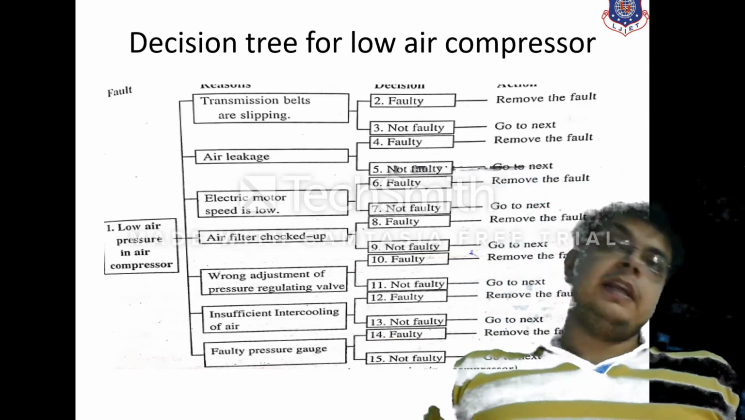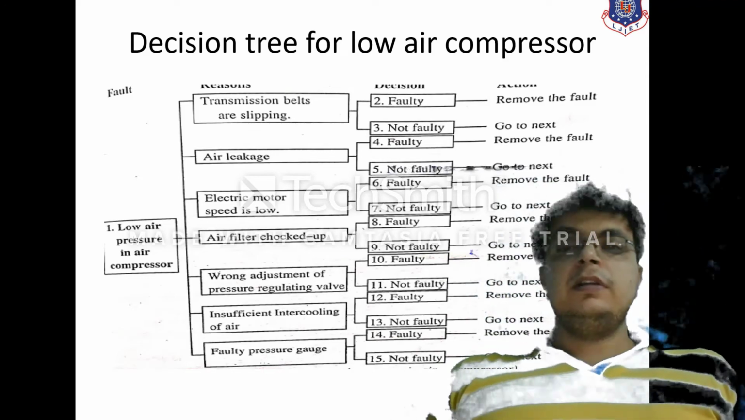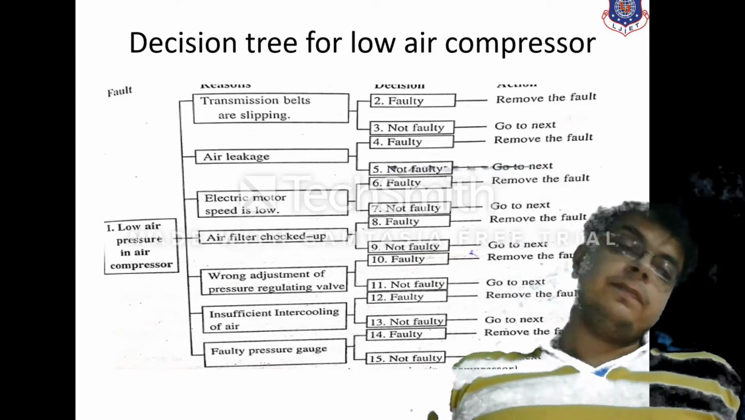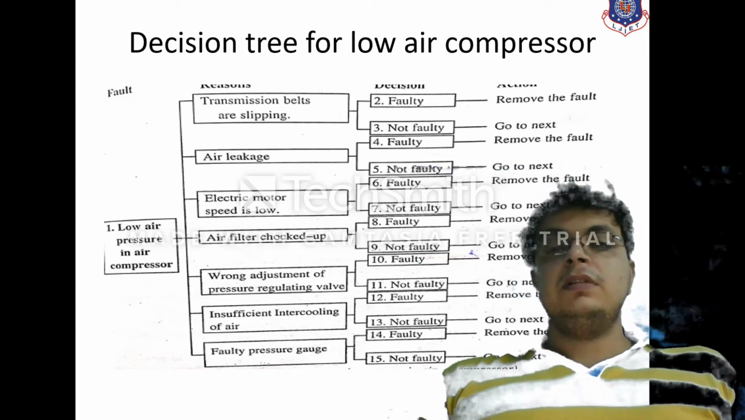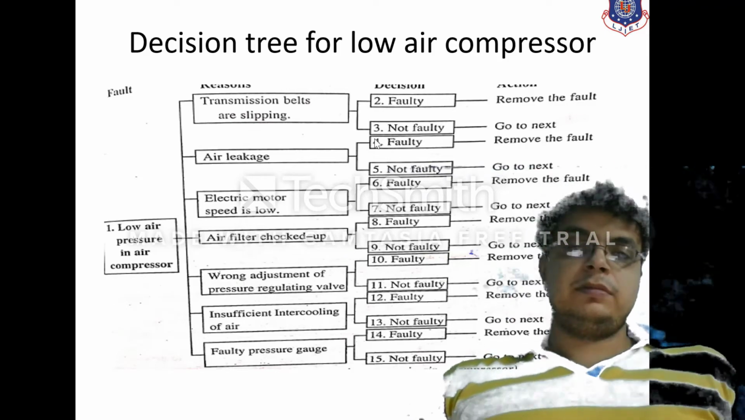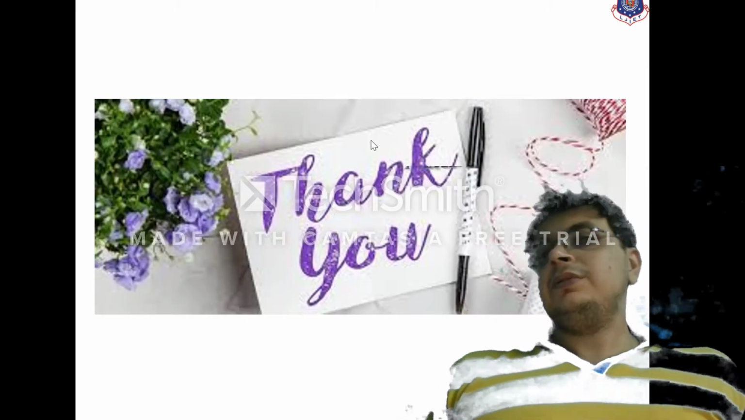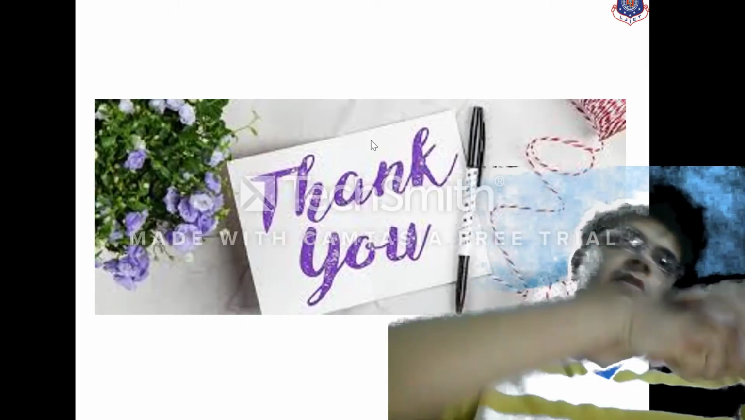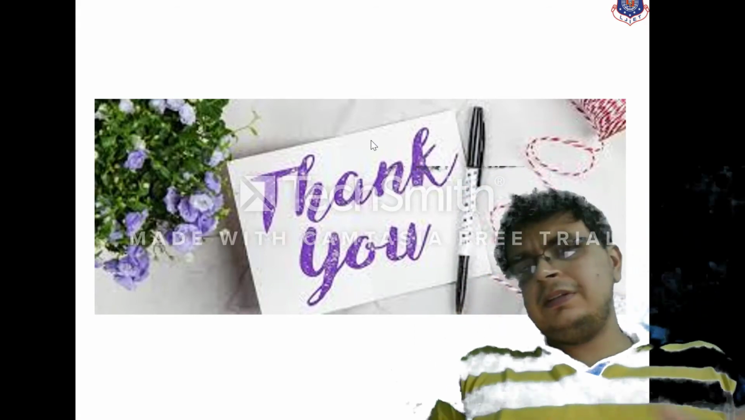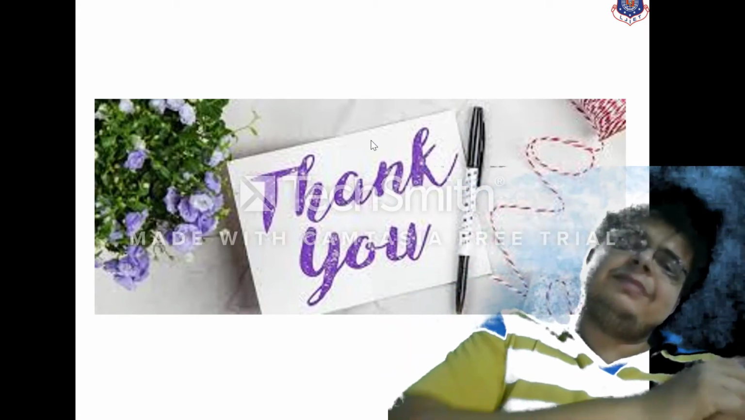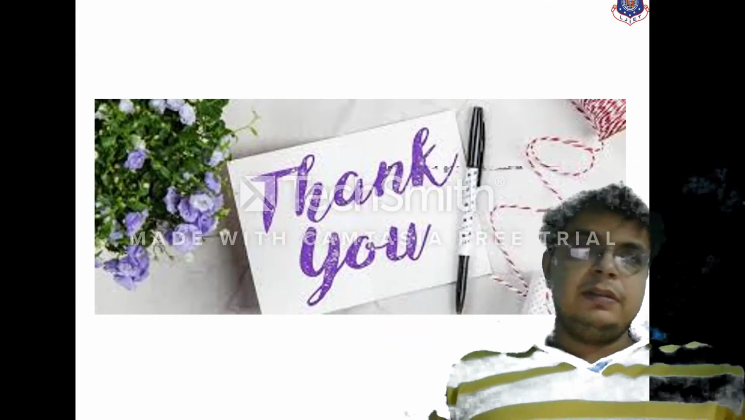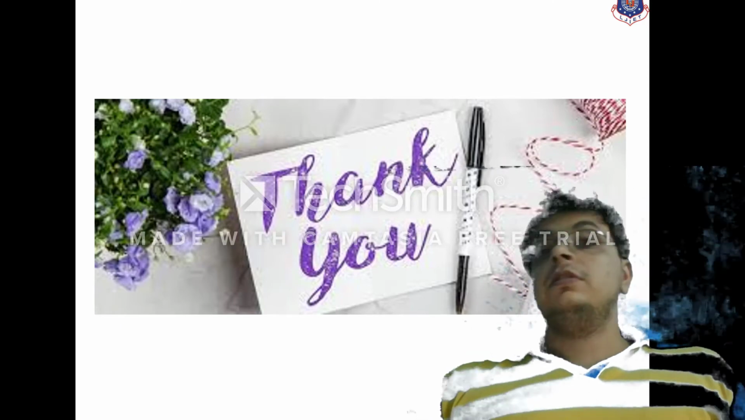In faulty, the action should be written as remove that fault. And if not faulty, then the action should be written as go to the next. Yes, we are in the online session for the subject. I want to say that this should be done for all the reasons. We have already discussed this. Action should be given to all the reasons.